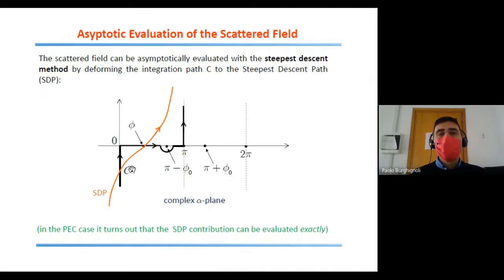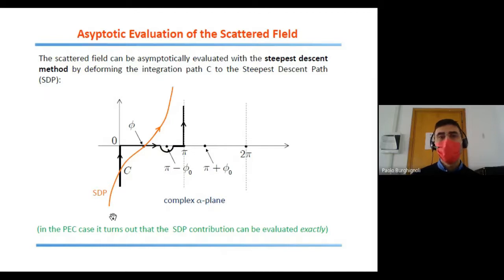And this is the location of the two poles, which are symmetrically located with respect to pi. Okay. Now, this steepest descent path in general is used to perform an asymptotic evaluation. Here we'll be able to actually evaluate exactly, in analytical terms, its contribution. That is because we are in the case of a perfect conductor.